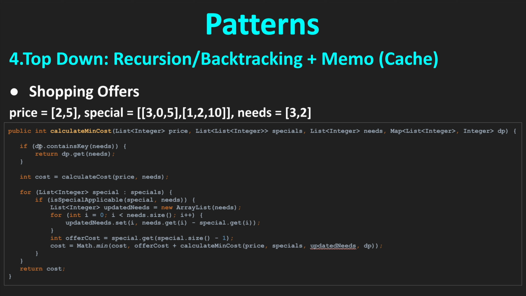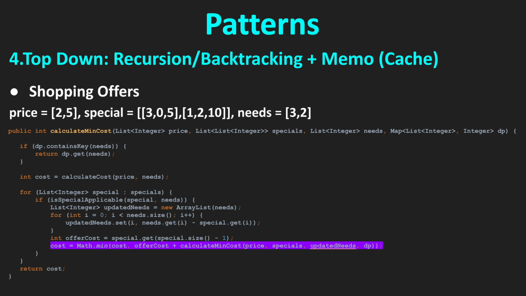So we are creating a DP where we are temporarily storing our values, and here we are trying to apply our specials as many times as possible in order to get the lowest price. So we are generating all the possible combinations for our input. So that's it. That was the last one that I was planning to include in our dynamic programming patterns video.